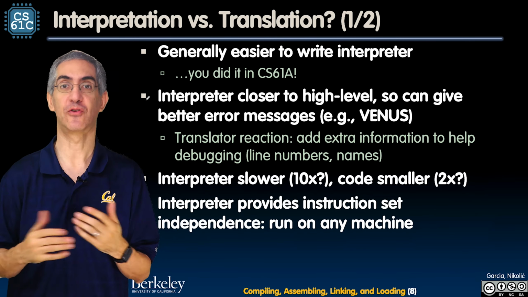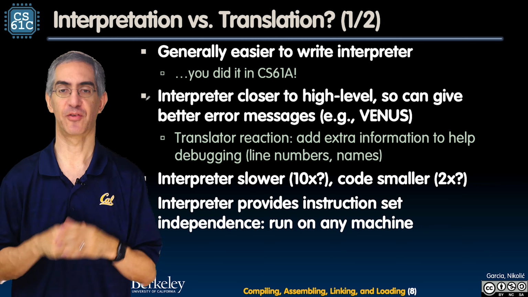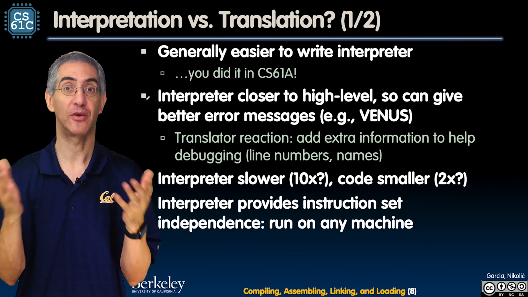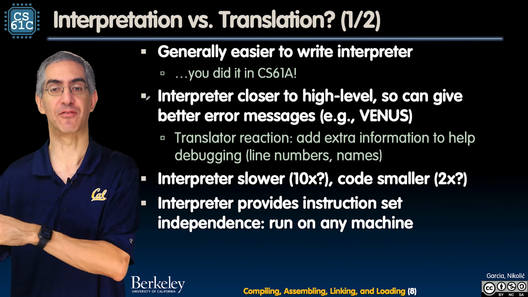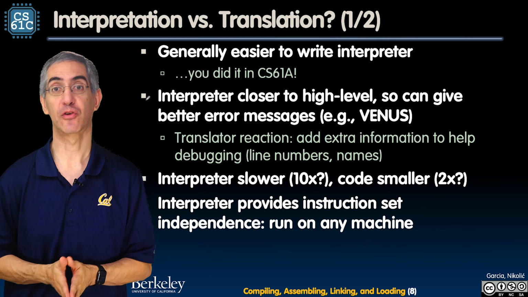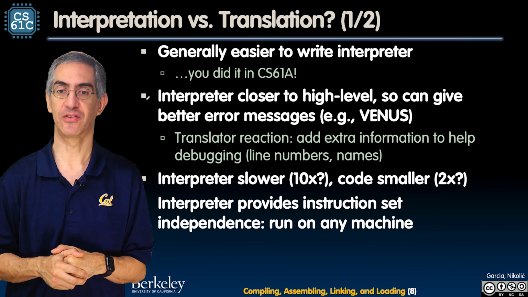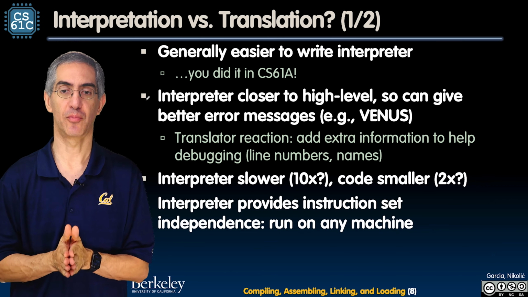So if you have a choice between the two, this is, again, the first series of these lectures, basically just comparing interpretation and translation. Then we'll go to CALL after that. Again, an interpreter is closer to the high level, so you can get great error messages. You can get great debugging support.